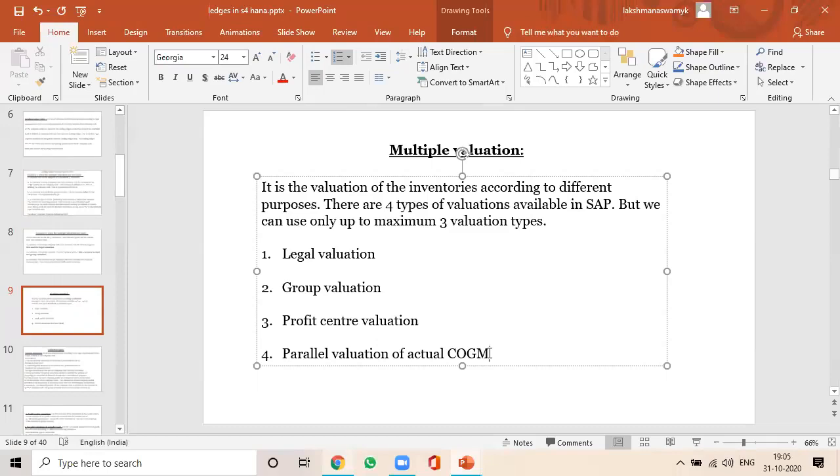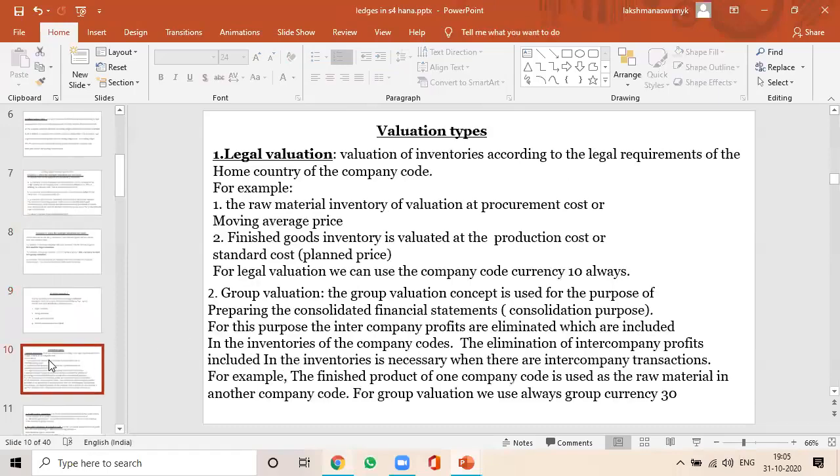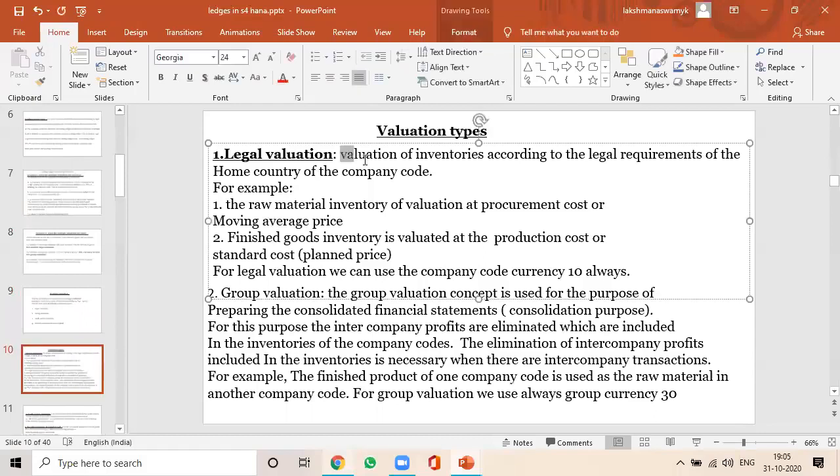Then what is legal valuation? The valuation of inventories according to the legal requirements of the home country of the company. You are doing business in India, right? So in India, we have IAS, accounting principles, or Companies Act requirements. According to this, you have to evaluate your inventories. Remember, inventories always include raw materials, finished goods, packing materials, etc.